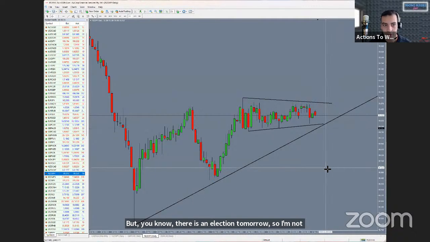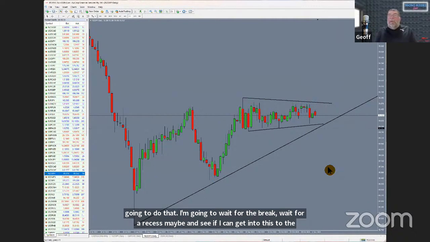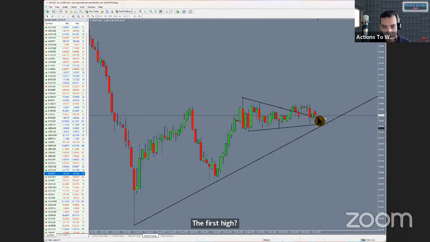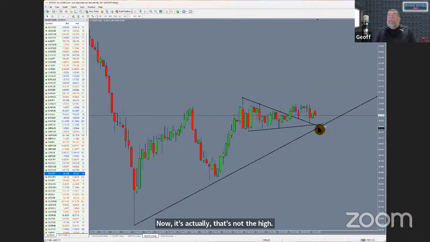Can you swing your resistance trend line down to the high that follows the first high? Yes. That one. Yeah. No, that's not the high. It's the little fella. That one. Yeah, like that. That's interesting. Yes, it is.